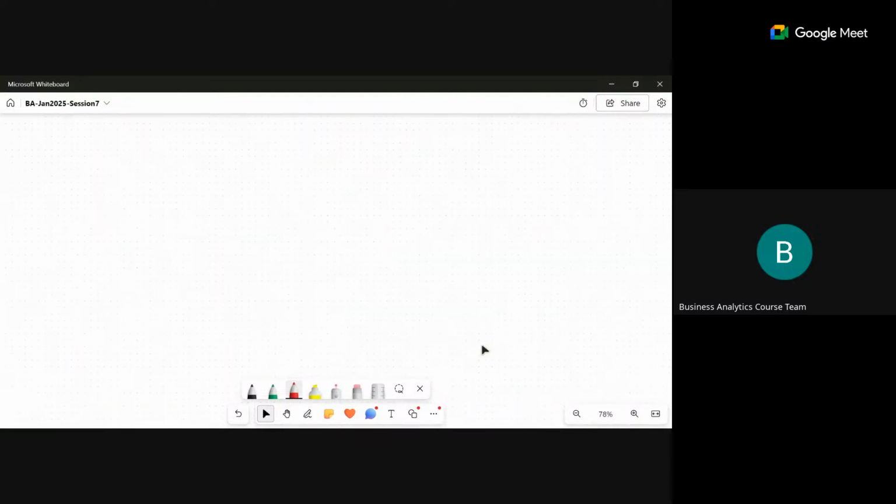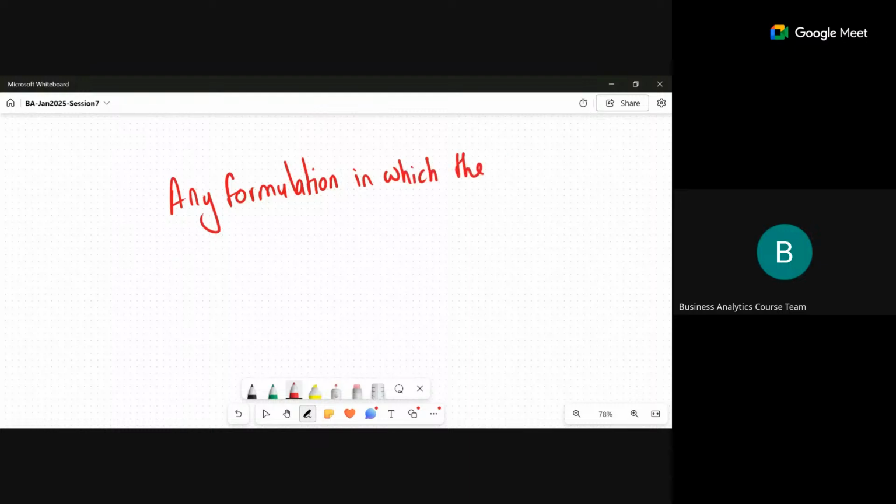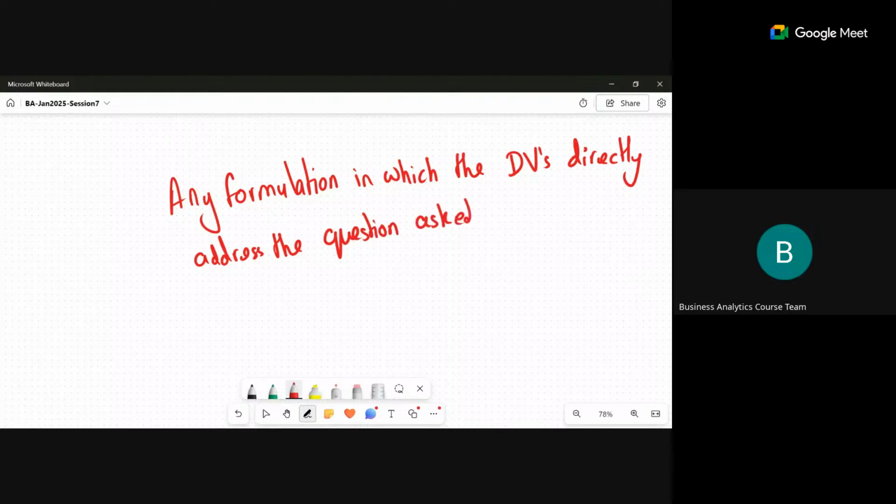Let me write it on the board then. Any formulation in which the decision variables directly address the question asked is the primal.